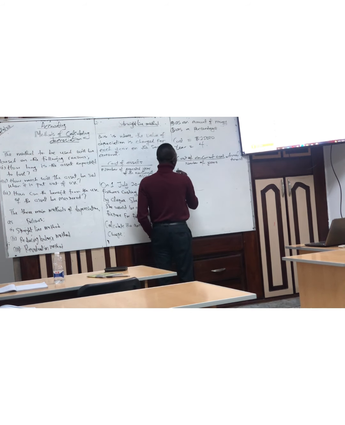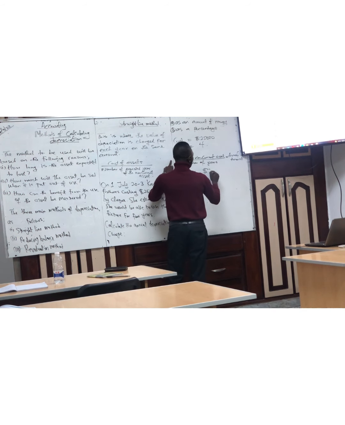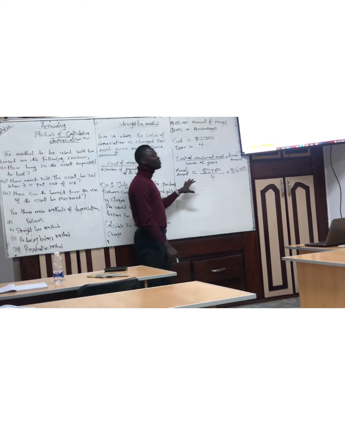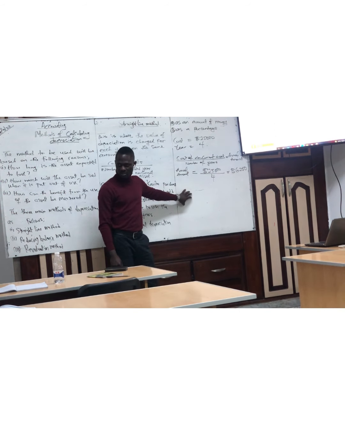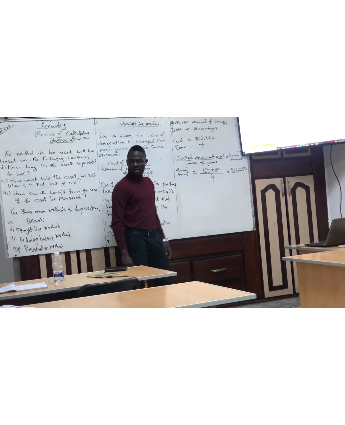So the annual amount equals the cost, what's the cost? $25,000, right? Divided by the number of years, 4. What does that give you? 6,250. So this is the annual amount of depreciation. So 6,250 times 4 will give you 25,000.